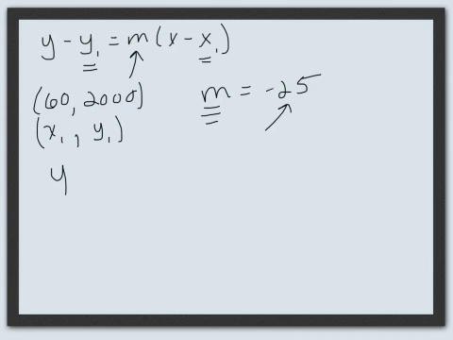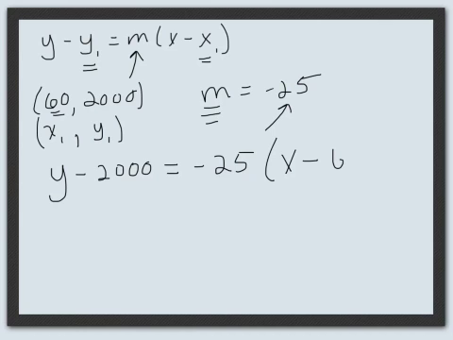So we would sub in first the y sub 1, so you'd have y minus 2,000 equals then the slope of negative 25 times the quantity x minus, and then for x sub 1 we sub in the 60, and there we have it. So this is a line that goes through the point (60, 2,000) and would have a slope of negative 25.